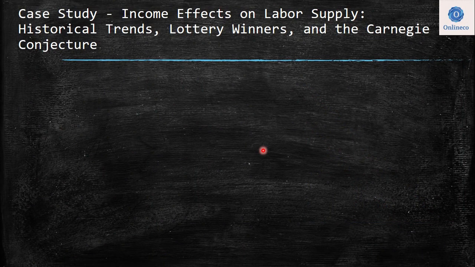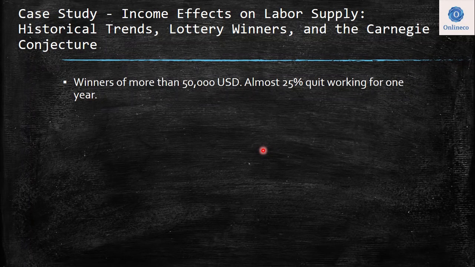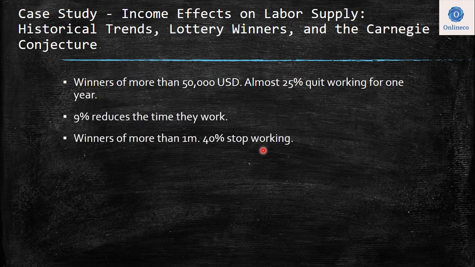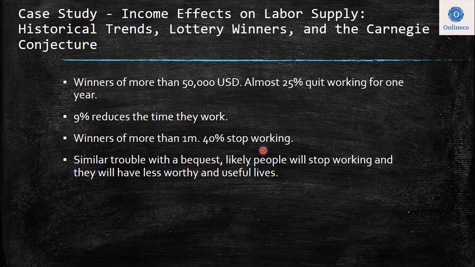Then a case study of income effects on labor supply. Some interesting studies of the historical trends of lottery winners and the Carnegie conjecture. Among winners of more than $50,000, almost 25% quit working for 1 year, and 9% reduce the time they work. Among winners of more than 1 million, 40% stop working. Similar with a bequest. Likely people will stop working and they will have less worthy and useful lives because they will just depend on the bequest.